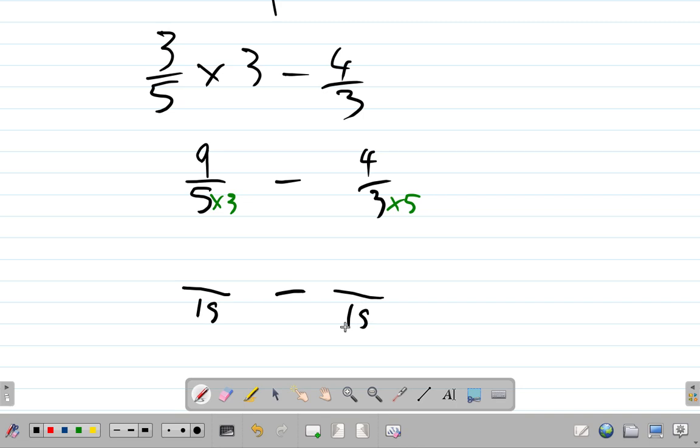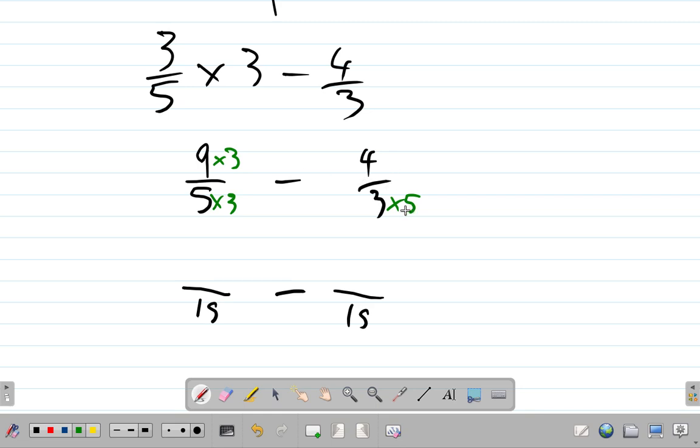Now, you have the same thing. So, whatever number of 15ths you have here, you will subtract another number of 15ths. And you can get an answer there. Now look at this. If you multiply the denominator by 3, you must multiply the numerator by 3 as well.